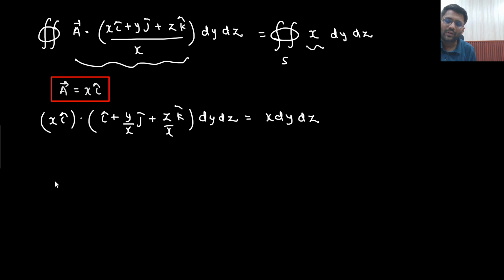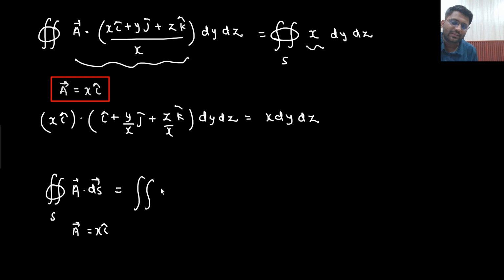Now you were supposed to calculate a dot ds over a closed surface S, where your a is x i cap. So sir, what will be the answer? Sir, since it is a closed surface integral, I know the answer would be del dot a dv. Now if you calculate the divergence of this, what will be the answer?